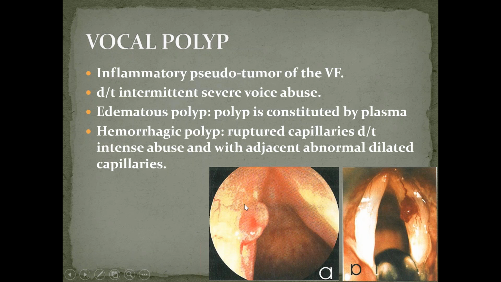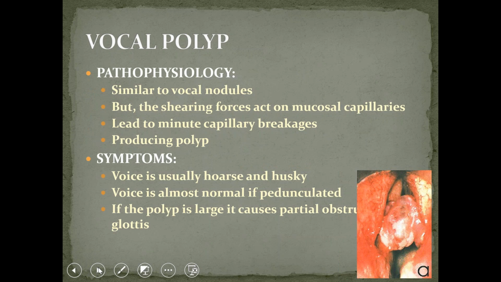These polyps may be sessile or pedunculated. These are the sessile ones, so there is no peduncle. We are seeing the upper free surface of the true vocal cords. Symptoms are the same as vocal nodules. There is a rough voice or hoarse voice, usually a hoarse and husky voice. It is almost normal in the case of a pedunculated vocal polyp.